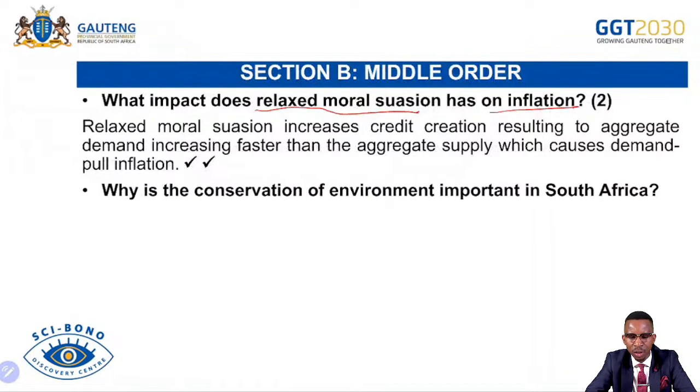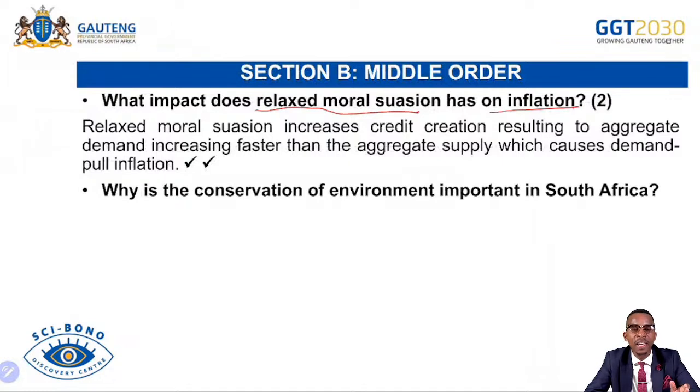Why is the conservation of the environment important in South Africa? Remember, if we talk of conservation, we go straight to environmental sustainability, whereby the environment is protected and kept safe, so that it can remain intact even for future generations. The main aim is to ensure that the future generation is able to get the benefits we are currently getting from the environment.